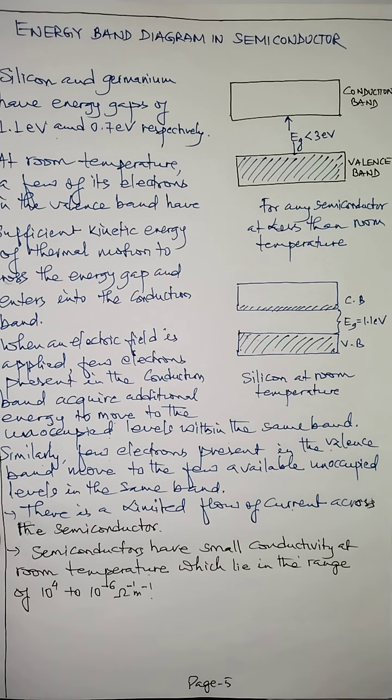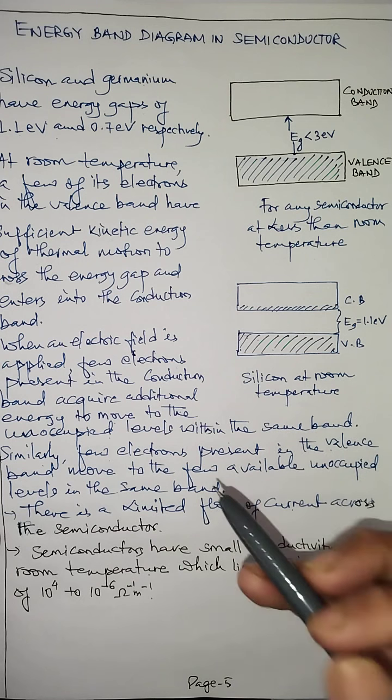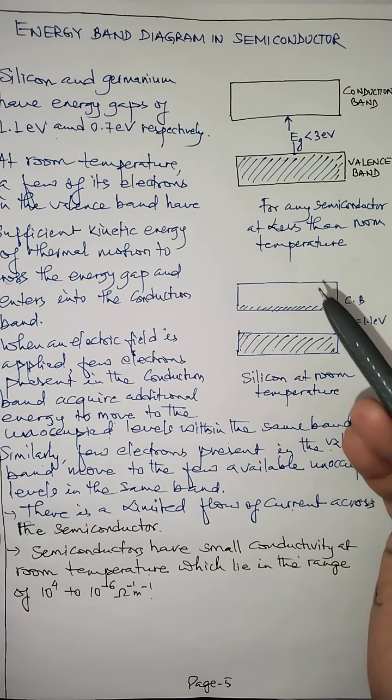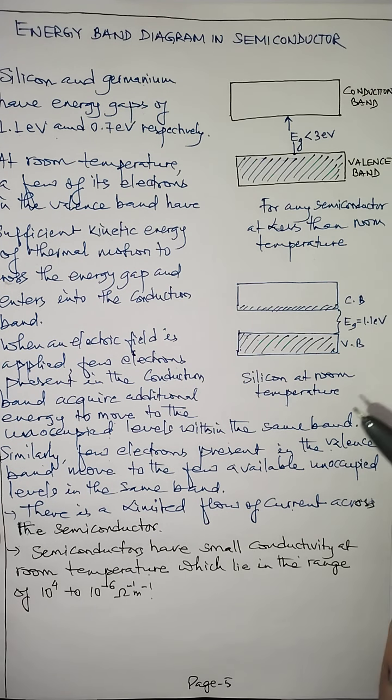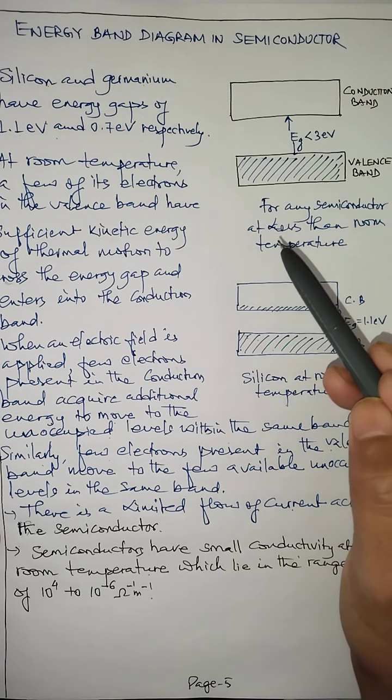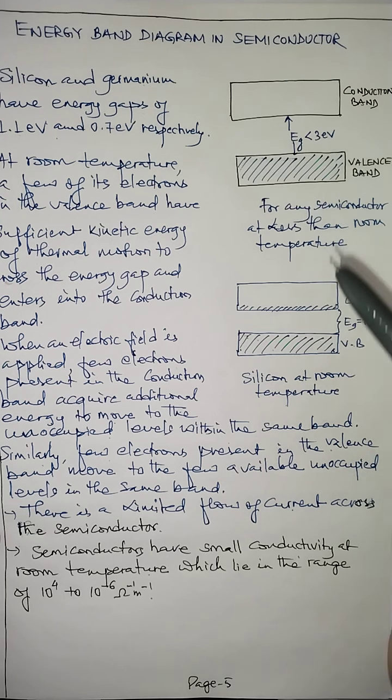But this conductivity occurs in the semiconductor only at what temperature? Room temperature. If you take the same semiconductor at a very low temperature, even less than room temperature, it does not even conduct electricity, because there will be no electrons present in the conduction band. No electron present in which band? Conduction band. So this is the energy band diagram of a semiconductor.